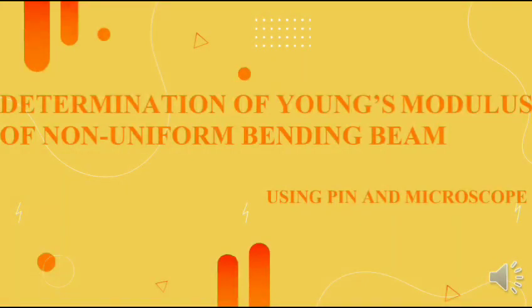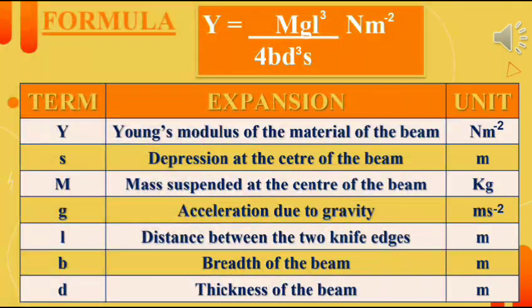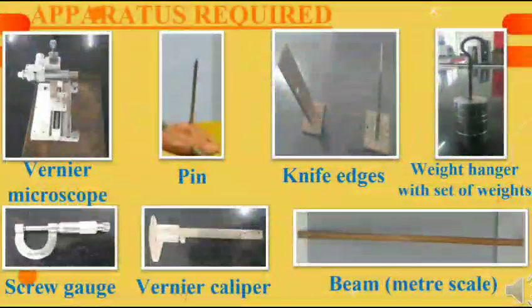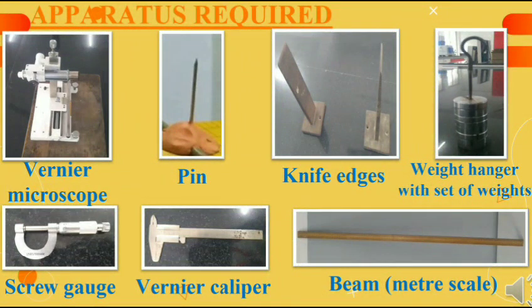Hello everyone, in this video we are going to learn how to determine the Young's modulus of a non-uniform bending beam using a vernier microscope. This formula is used to calculate the Young's modulus of the material of the beam. For doing the experiment, the following apparatus are required.